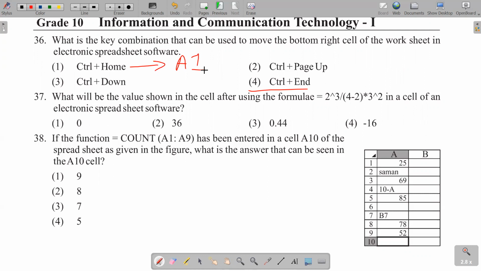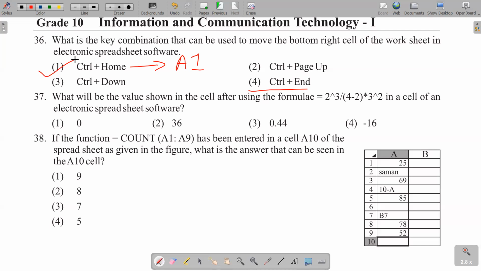Control down will take you to the bottommost cell of the specific column. Control up will take you to the topmost cell of a specific column. And control right will take you to the rightmost cell of that row. And control left will take you to the leftmost cell of that particular row. Control page up will move the page one by one in your spreadsheet. So the correct answer for the 36 is the first one.